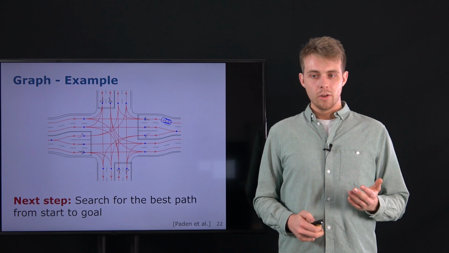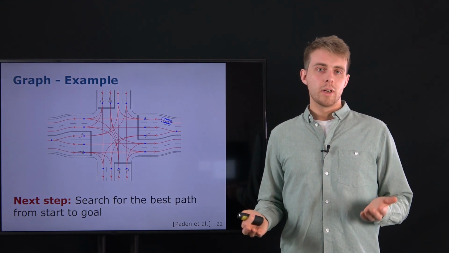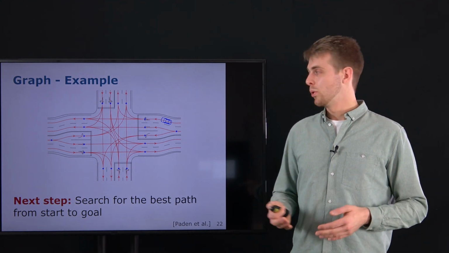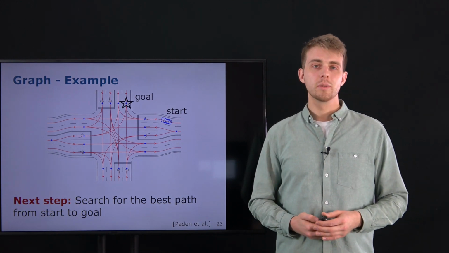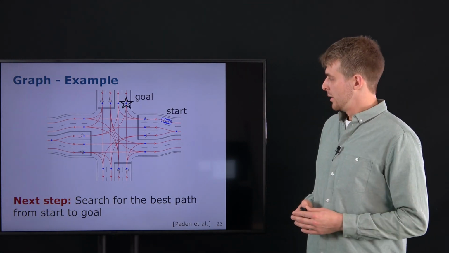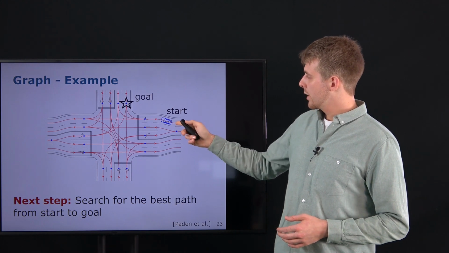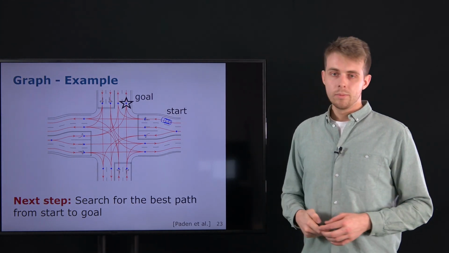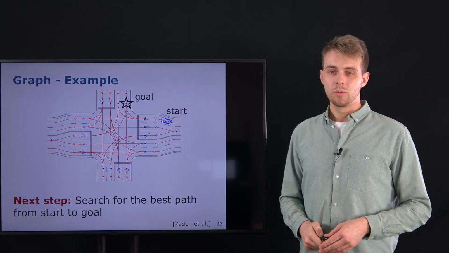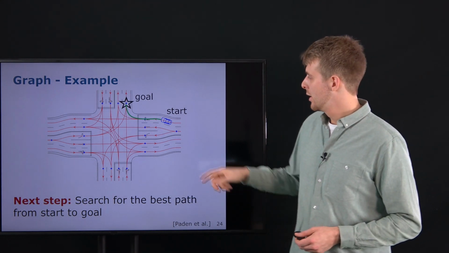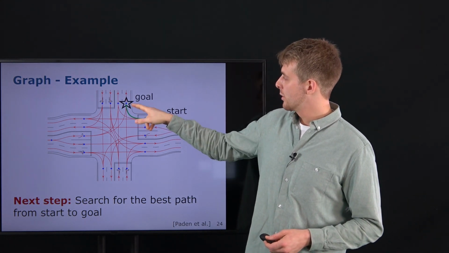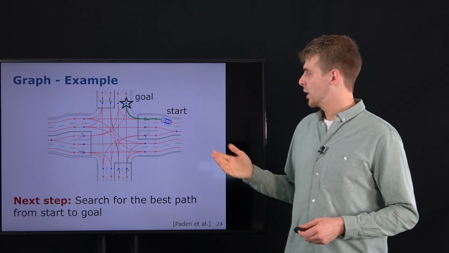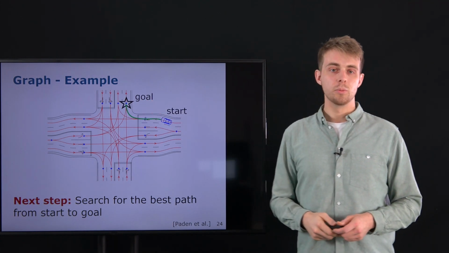Okay, so the overall goal is to find the best path from start to goal. We want to do this with a very small and simple example on this graph now. Let's assume our car is here and we want to reach the goal. In this case, it's very easy. We can already see there's a direct connection by taking the right turn here, and we are directly on the corresponding lane we want to be in.